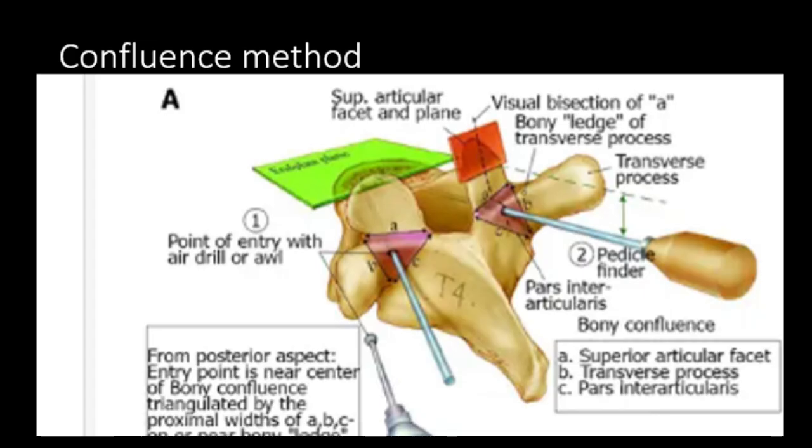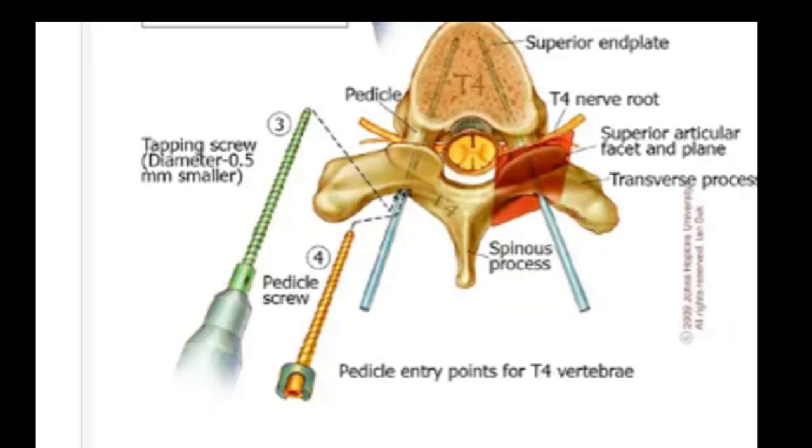Again, the superior facet rule has to be remembered, that is, the entry point should never be medial to the line bisecting the superior articular process. And the craniocaudal trajectory should be perpendicular to the superior articular process, and the mediolateral trajectory should be perpendicular to the lamina. So the entry point is what? Bony confluence of the base of the superior articular process, transverse process and pars.